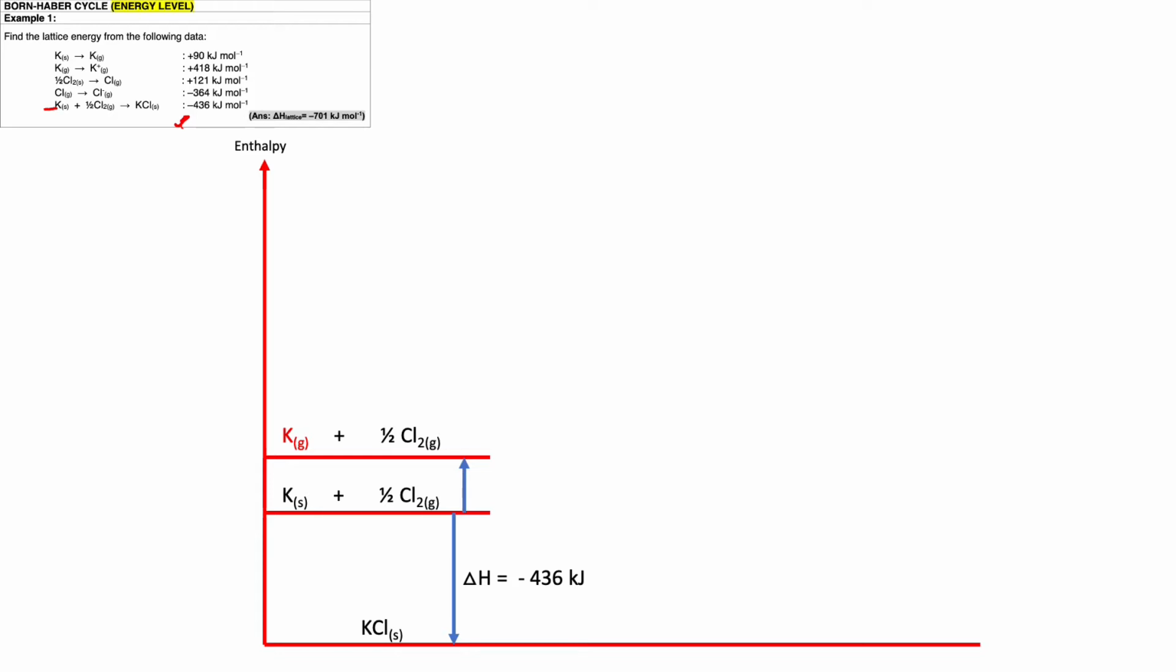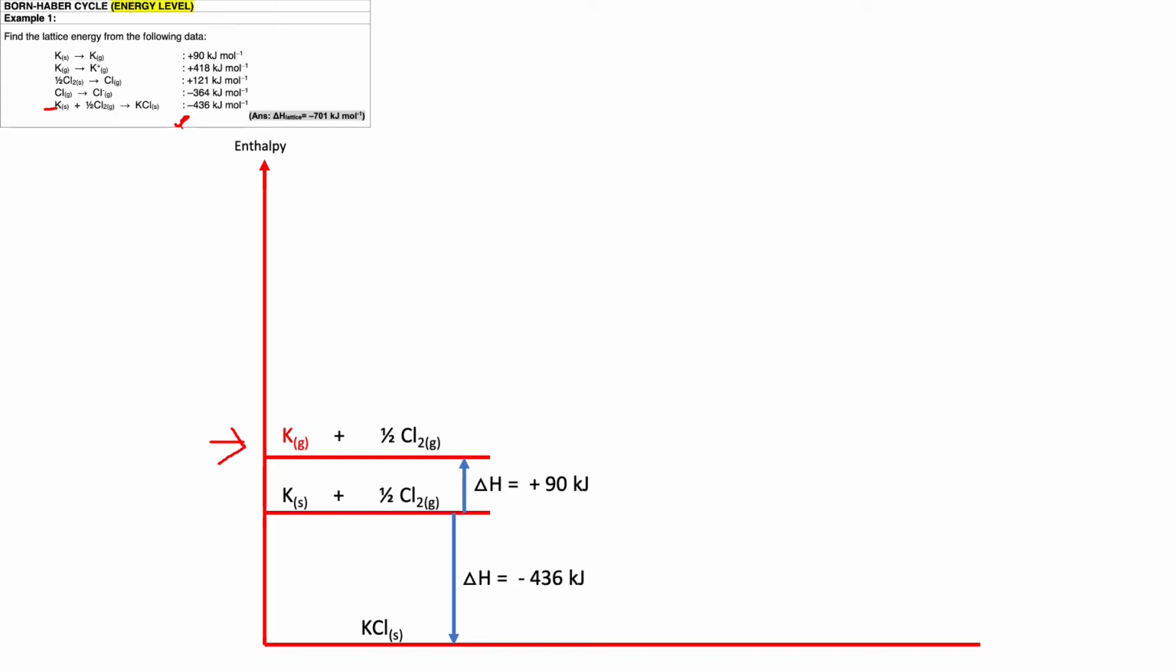Now let's take a look. As you can see at this equation that we drew, the only change that you can see is for the potassium, where the potassium changes from solid to gas. However, the chlorine gas remains unchanged. Therefore, this means this is involving enthalpy of atomization for potassium only. So don't forget to write down the enthalpy.